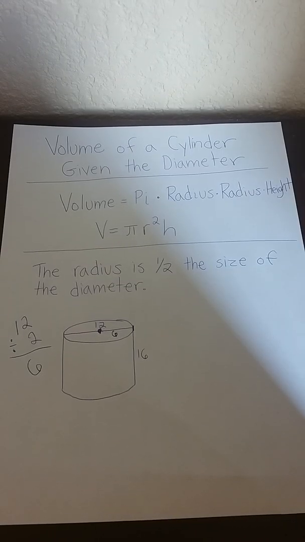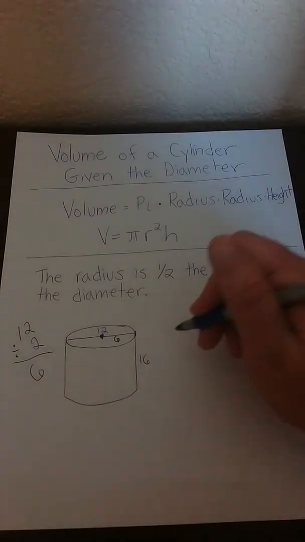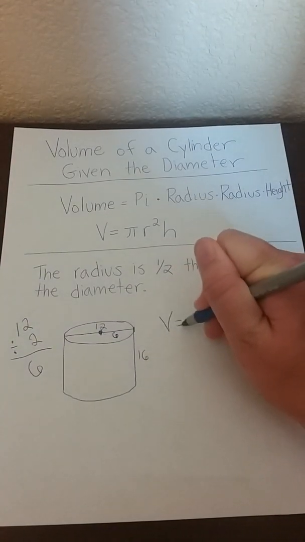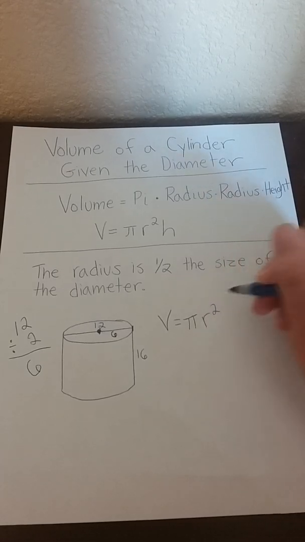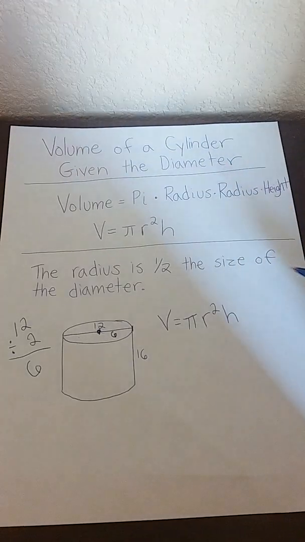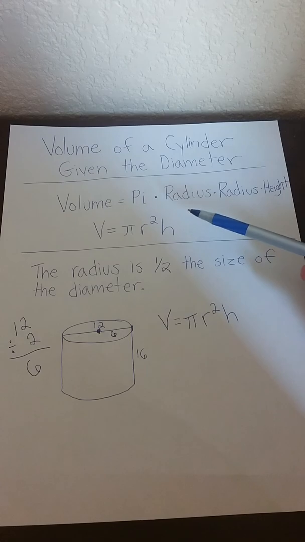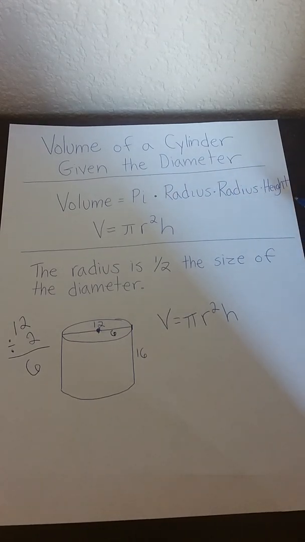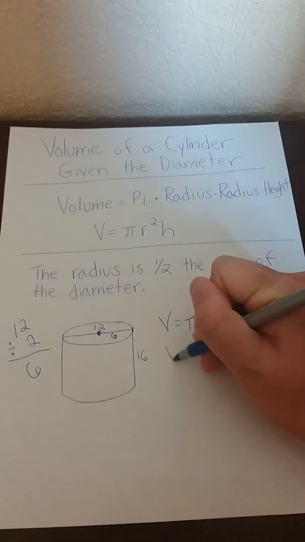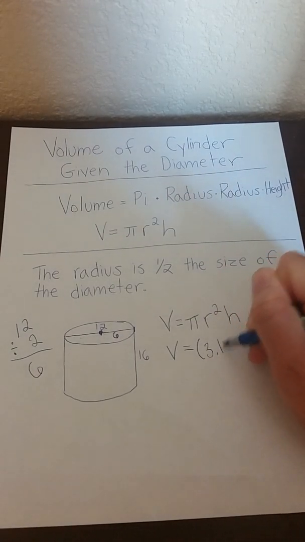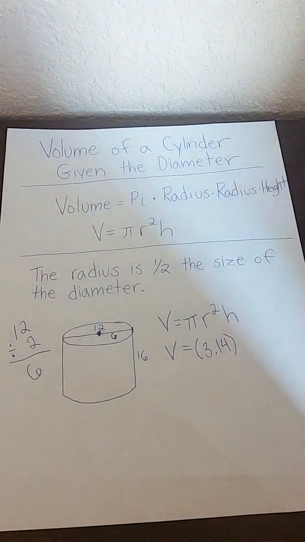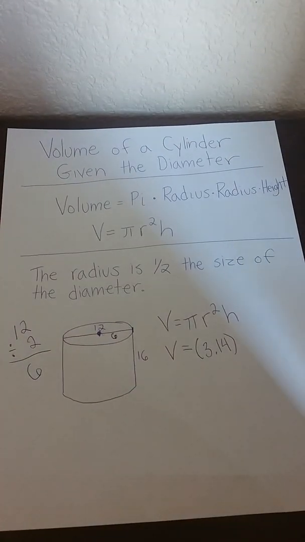Now that we have the radius, we plug it into our formula. So volume is pi times the radius squared times height, or V equals pi r squared h. I don't know the volume, so I keep that V. For pi, I'm going to use 3.14. On your homework, actually use 3.14. Don't use the pi button on your calculator.